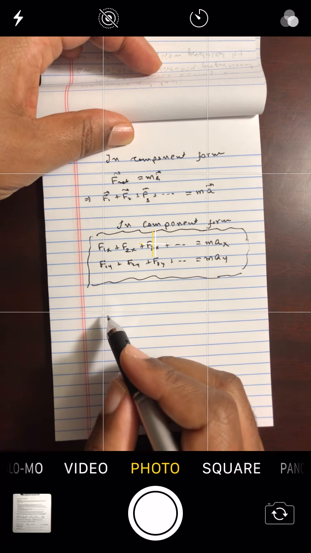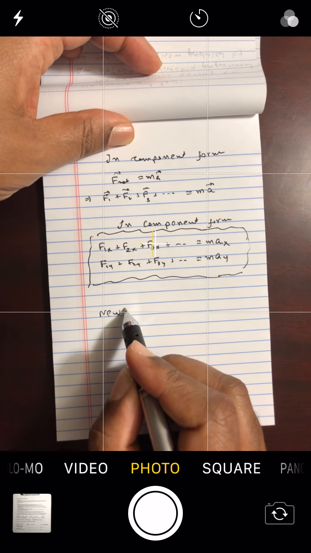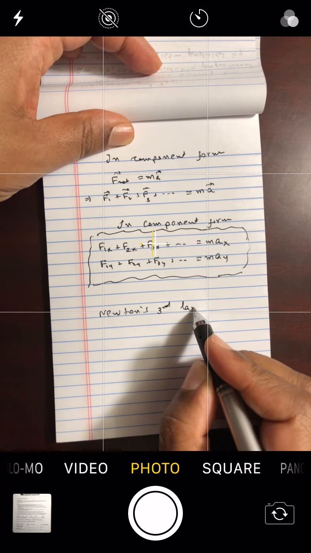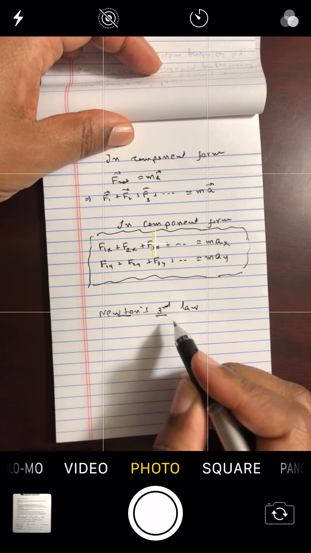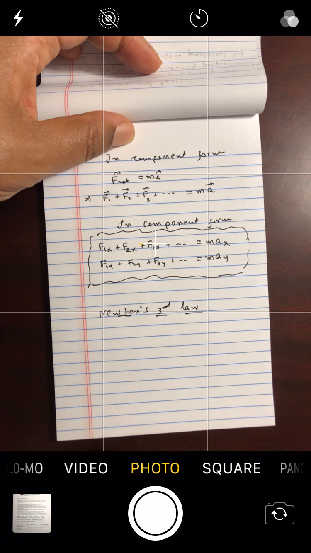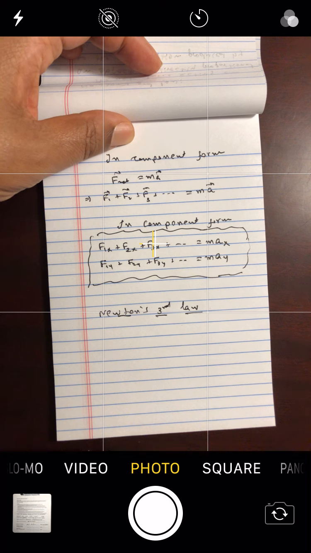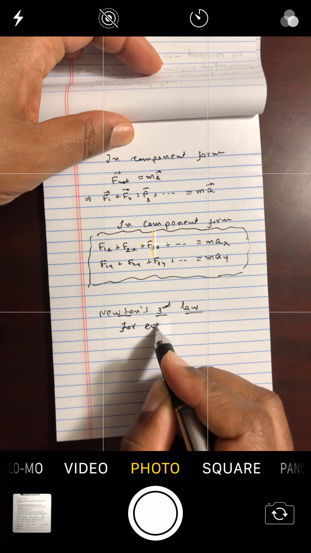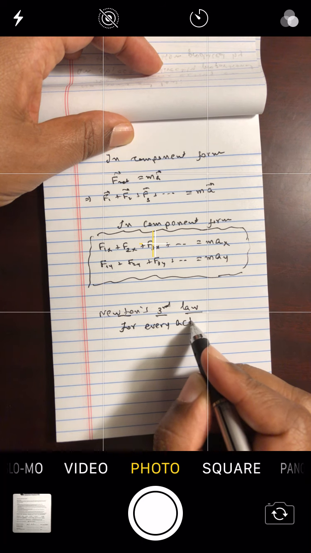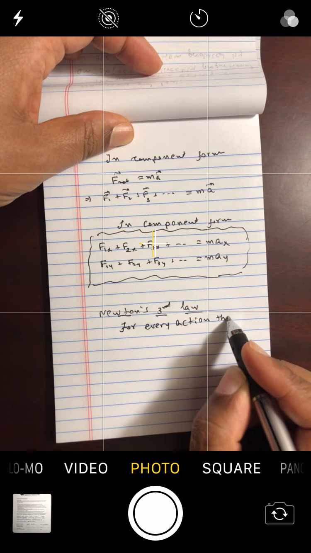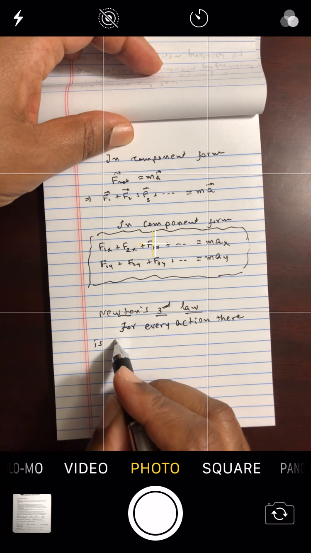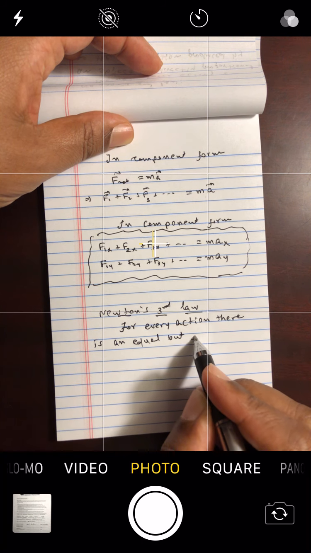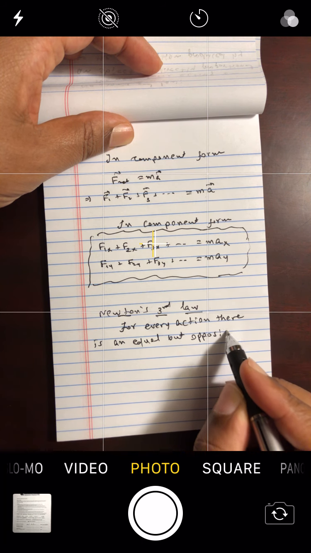And then let's look at Newton's third law. I think everybody knows this law. This law says that for every action, there is an equal but opposite reaction.